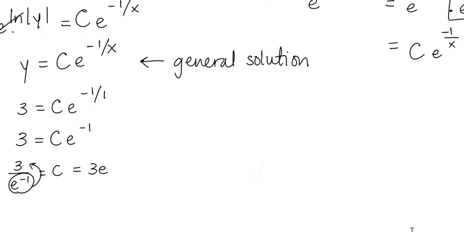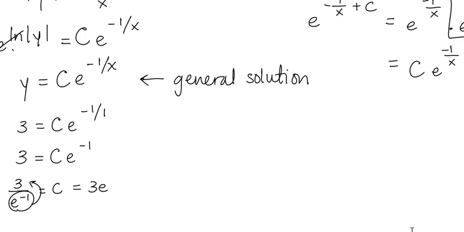So now that we know the value of c, we're going to go back to the general solution of the equation and write our particular solution: y is equal to 3e, that's our c value, multiplied by e to the negative 1 over x.